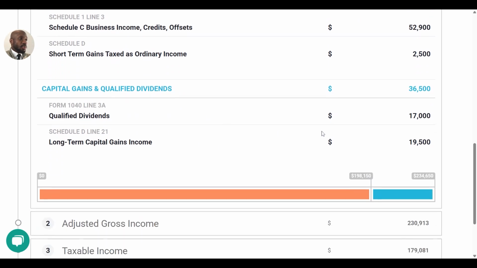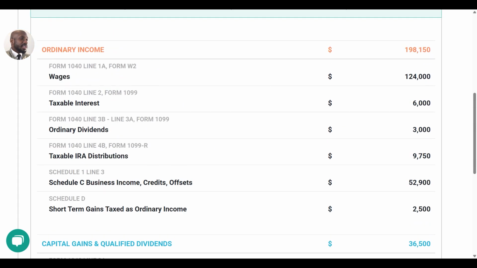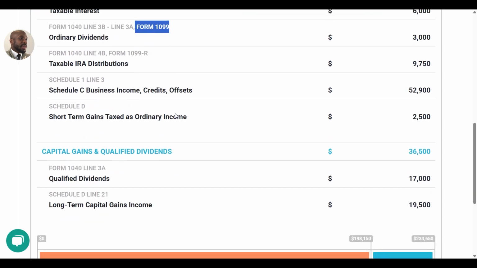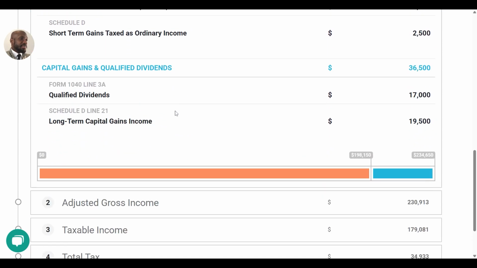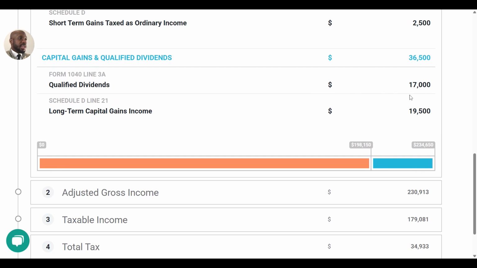So in any case, qualified dividends on their 1040 line 3A is $17,000. Again, this would have come from one of their broker or custodian statements, so we'll just check that again. And similarly, this would have also been reported from one of the 1099s.